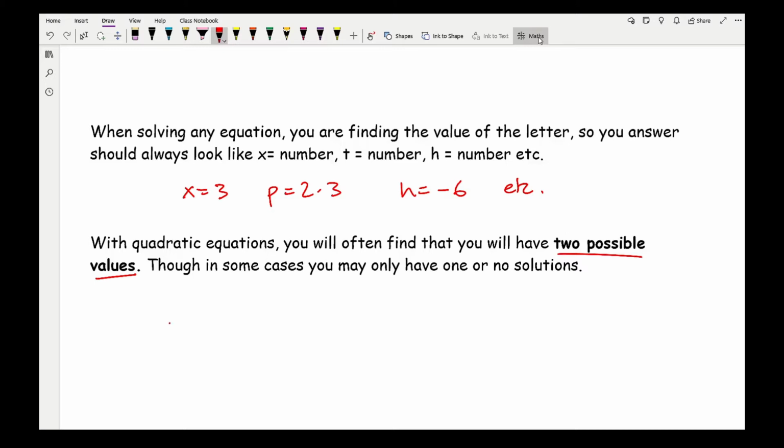So for example, you may have x equals 2 or 4. You might have p equals 3 or -6. You might have h equals -2 or -3.5, let's say, etc.